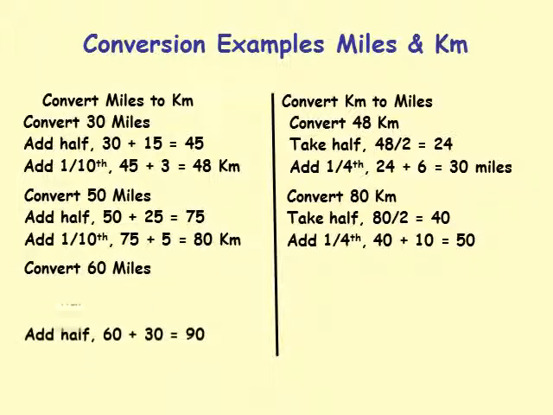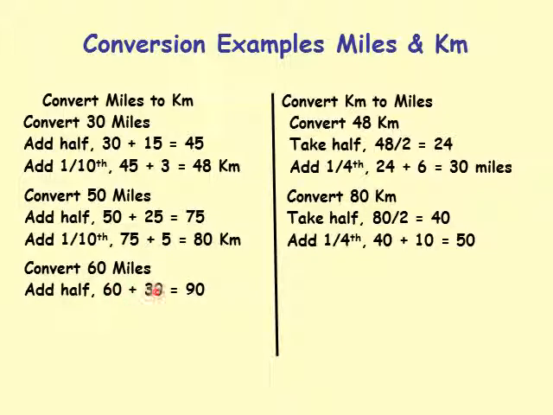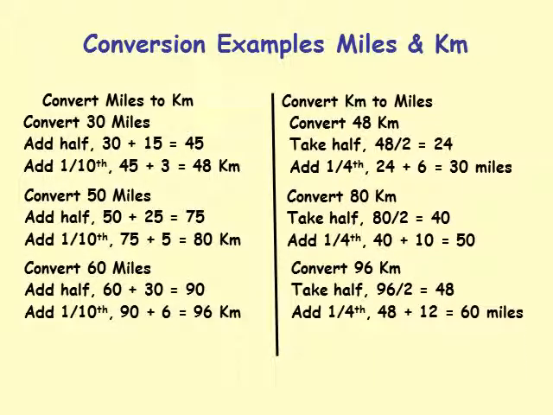Let's convert 60 miles. 60 plus 30, add half, is 90. Add a tenth of 60, which gives 96 kilometers. Convert 96 kilometers back. Take a half: 96 divided by 2 is 48. Add a fourth of 48. 48 plus 12 is 60. Start with 60 miles, get 96 kilometers. Start with 96 kilometers, get 60 miles.